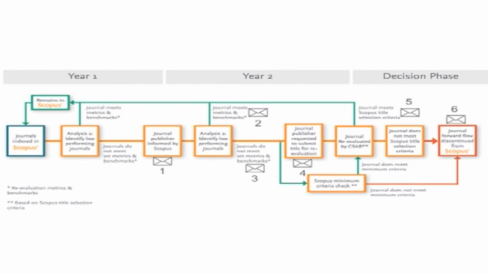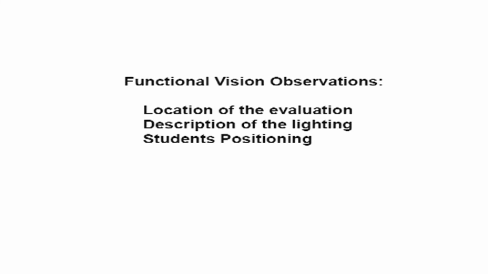Functional vision observations. It should include a description of the location of this evaluation, a description of the lighting and the student's positioning. It should describe observed activities and a description of the student's behavior. Indicate whether the student wore and tolerated prescribed glasses.